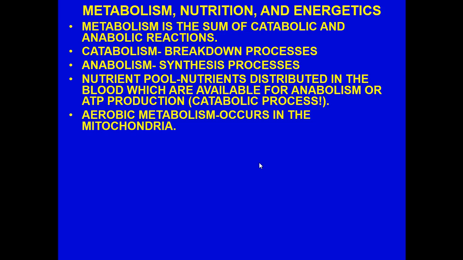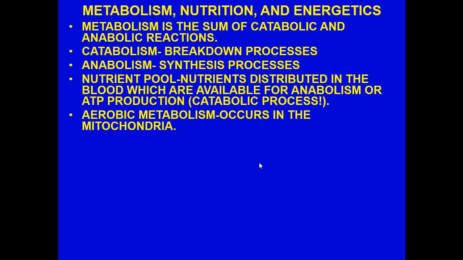If it gets confusing for you, think of the term anabolic steroids. What do they do? They bulk somebody up, so they cause synthesis of muscle proteins to be initiated. Now, when we talk about the term nutrient pool, these are nutrients distributed in the blood, and they're available for anabolism or basically the catabolic process, which ultimately is involved with production of ATP.